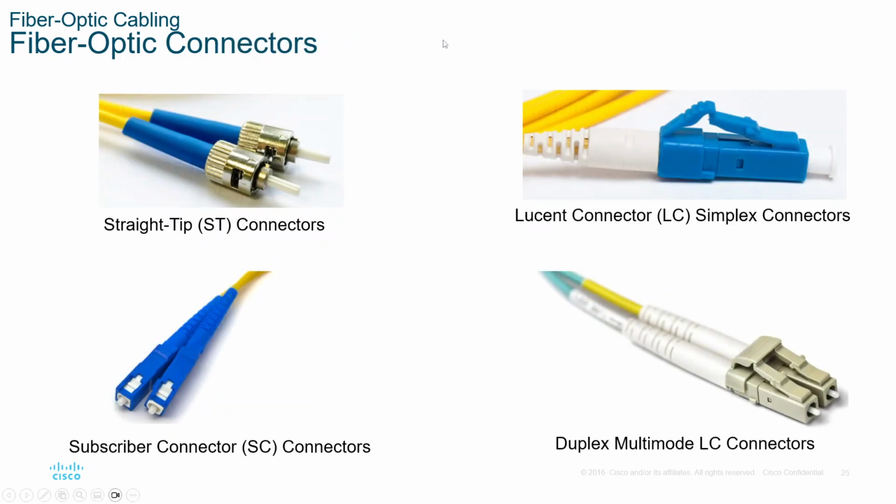The connectors on fiber optic cables are called straight tip connectors (ST connectors), LC simplex connectors, duplex multi-mode, or SC connectors. These are the four different types of connectors used in fiber optic. The most common are SC connectors. So most probably you will see SC connectors.